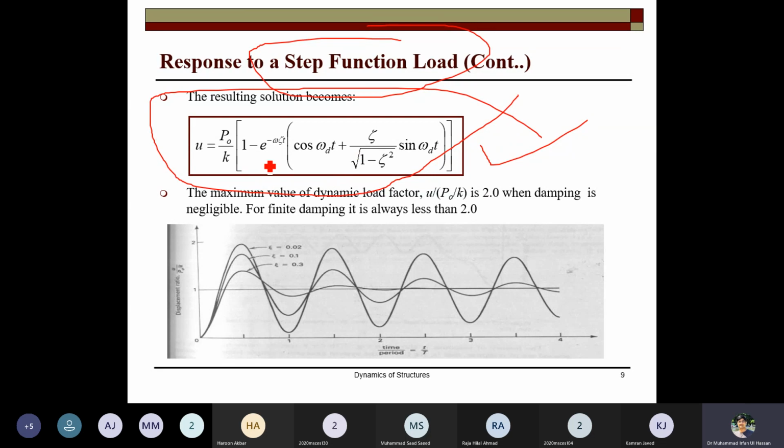When you plot this on MATLAB, U over P naught over K is plotted against time over a time period, and you get this kind of response for different damping. The load was constant, but due to the damping effect, the response changes accordingly for different damping values. The more the damping, the less vibration there is.